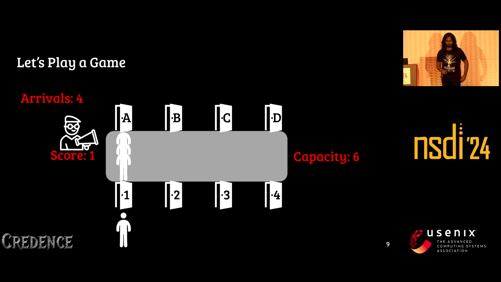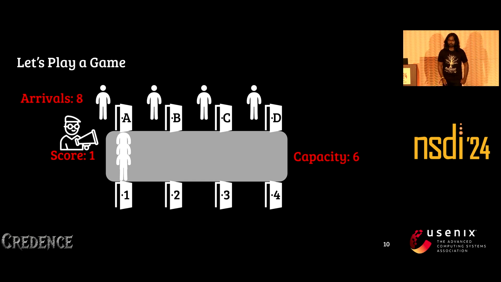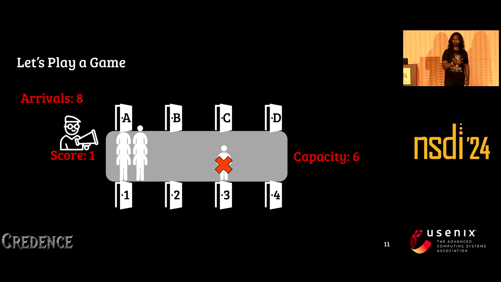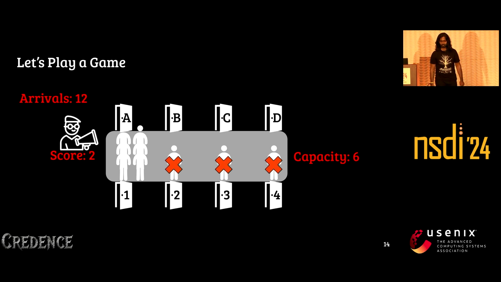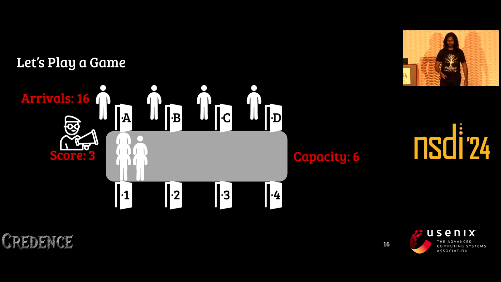Let's continue the game. More people arrive. This time, 3 people go to the exit 1. The last one, unfortunately, cannot fit in the venue, so they get rejected. 1 goes out, and the score is +1, a total of 2. More people come in. This time, all of them go to different exits. 3 get rejected because of capacity limits. Only 1 goes out, and we have a score of 3, and this repeats again and again.